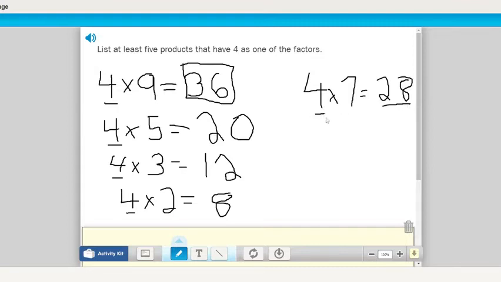4 as a factor. The product is going to be important in the bingo game. So you have to understand the product and that 4 is a factor. You can do 4 times some number to make that product.